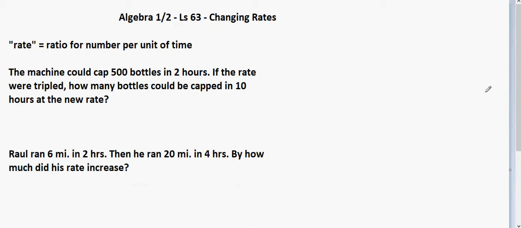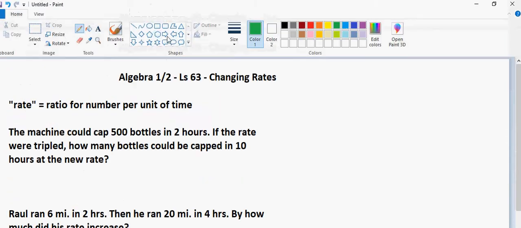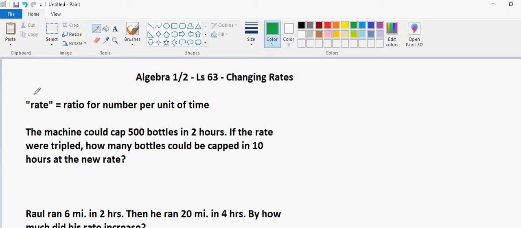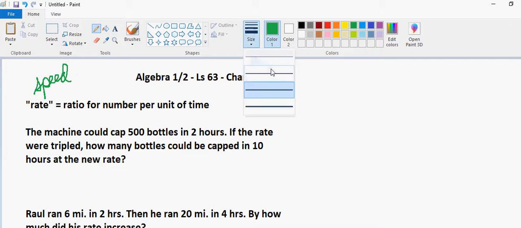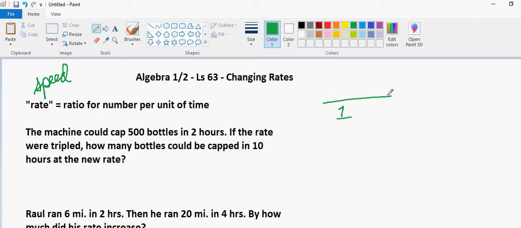All right, lesson 63 involves rates and changing them in our word problems. Remember, rate usually means speed and usually means number per unit of time. We usually like that unit of time to be 1 in the denominator. So 1 hour maybe, right?